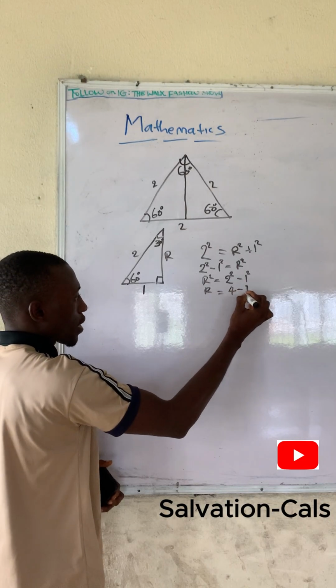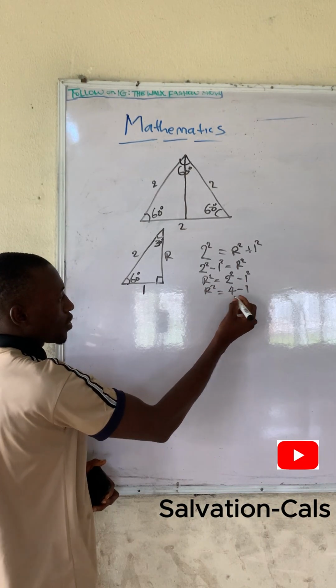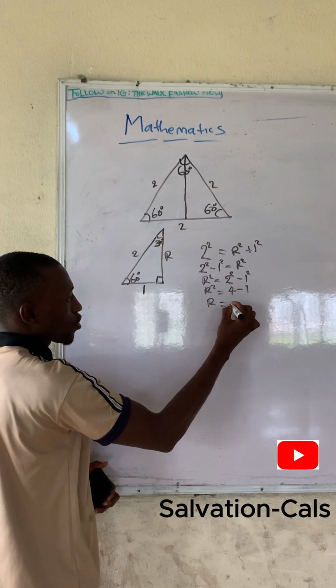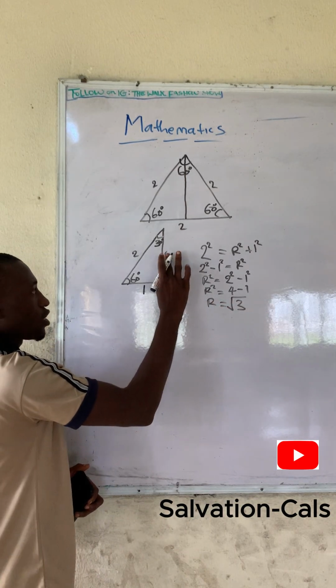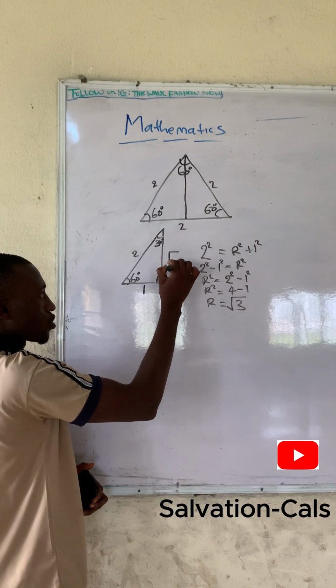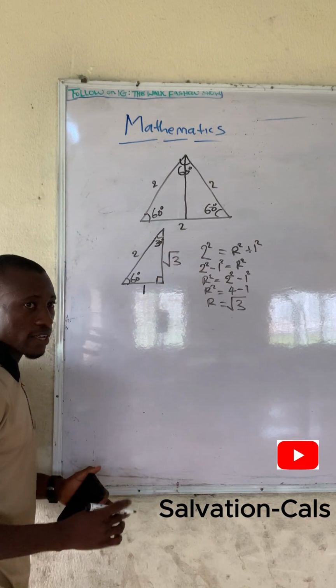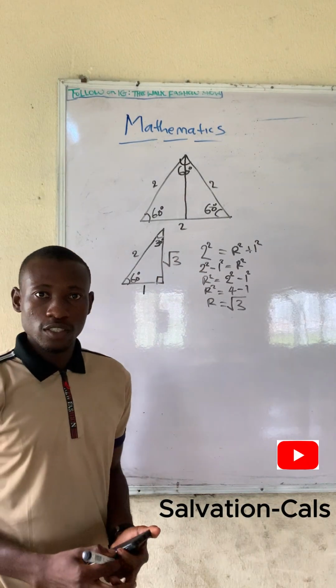R squared is equal to 4 minus 1. Then if you take the square root, R will now be equal to root 3. So R is equal to root 3. So we can change this to root 3.